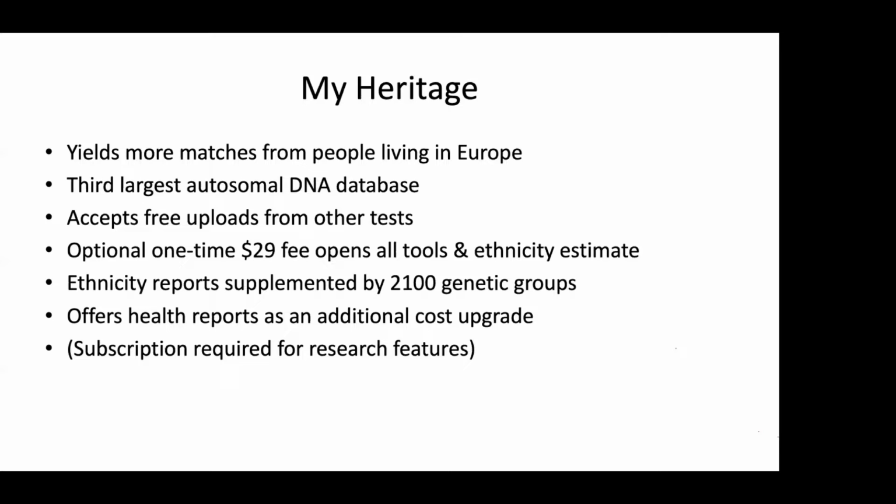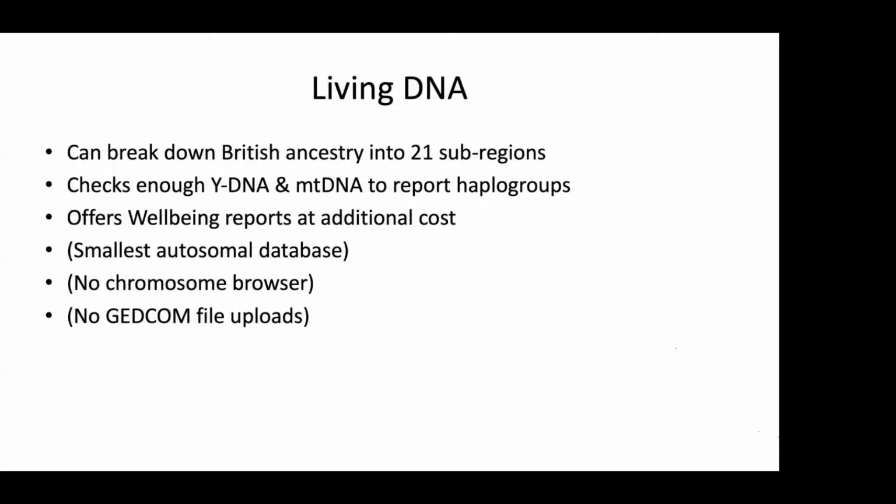They have the third largest autosomal DNA database, and they do accept free uploads from other tests. If you do upload, there's an optional one-time $29 fee that opens all the tools and gives you the ethnicity estimate that you don't get otherwise from an upload. Their ethnicity reports are supplemented by 2,100 genetic groups, which I will get into in the other presentation. They also offer some health reports as an additional cost upgrade. The main negative here is, like Ancestry, they are a subscription site. If you want to use their research features, you have to pay for that.